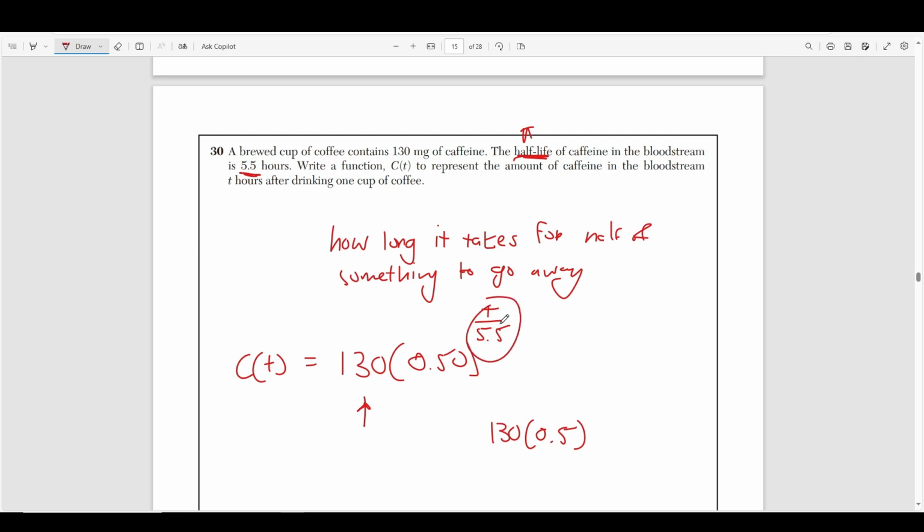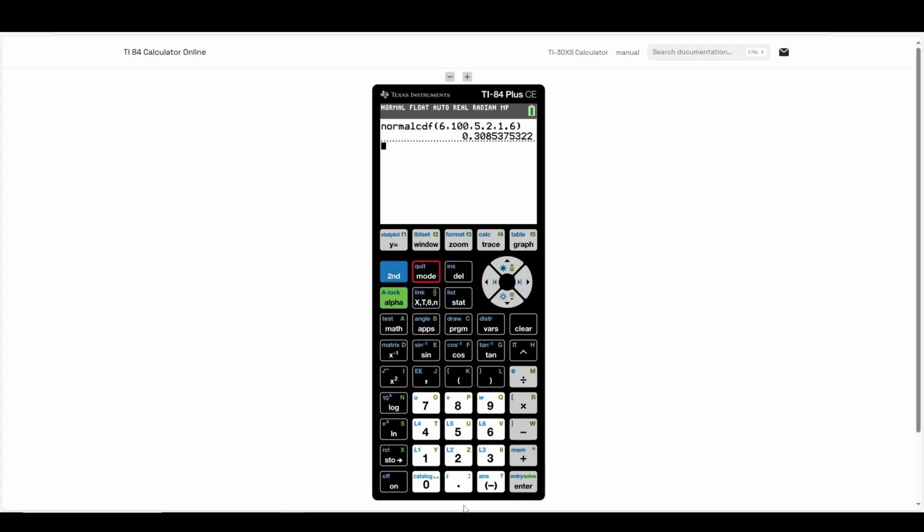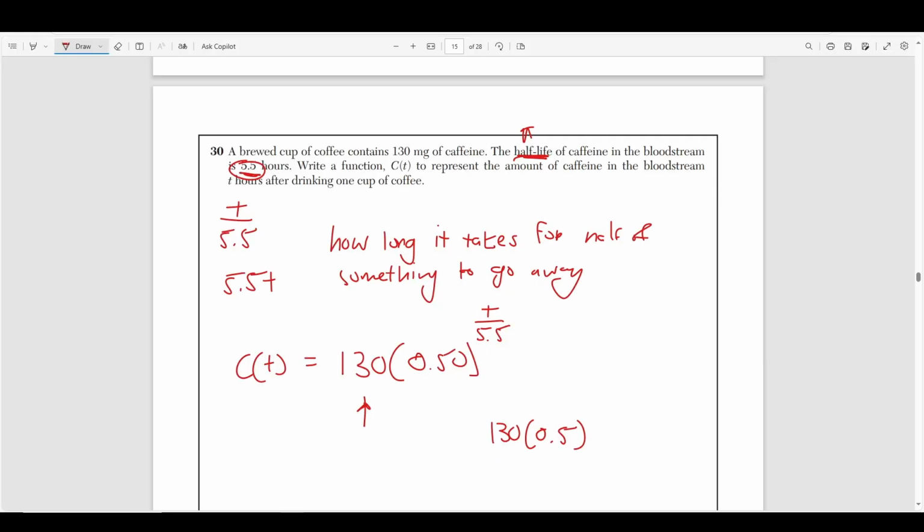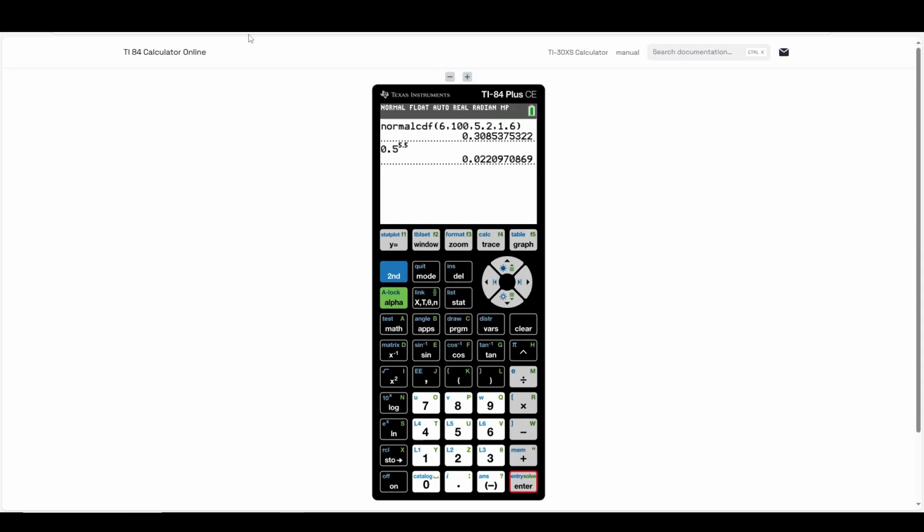Now the exponent just tells you how often it happens. So in this case, that's going to be t hours over 5.5. Why? Because it takes 5.5 hours for half of the substance to disappear. So it's not going to be 5.5 times t, because if 1 hour passes, that means that my exponent is going to be 5.5. So 0.5 to the power of 5.5 is equal to this tiny number. That means that after 1 hour, 2% of the substance remains.